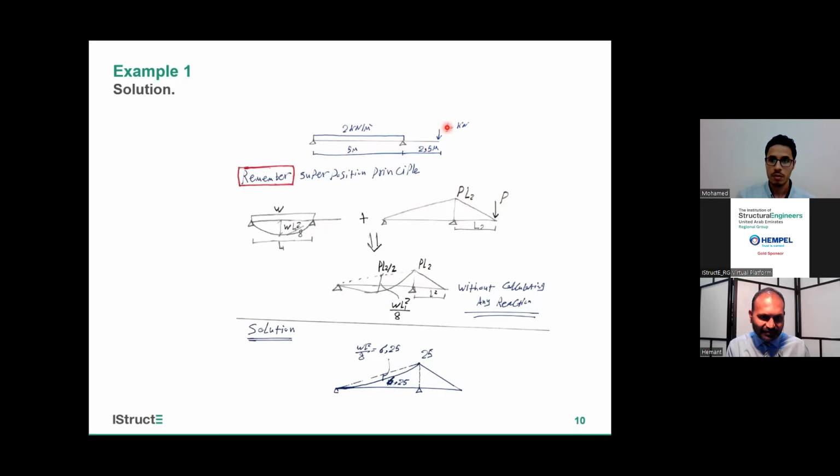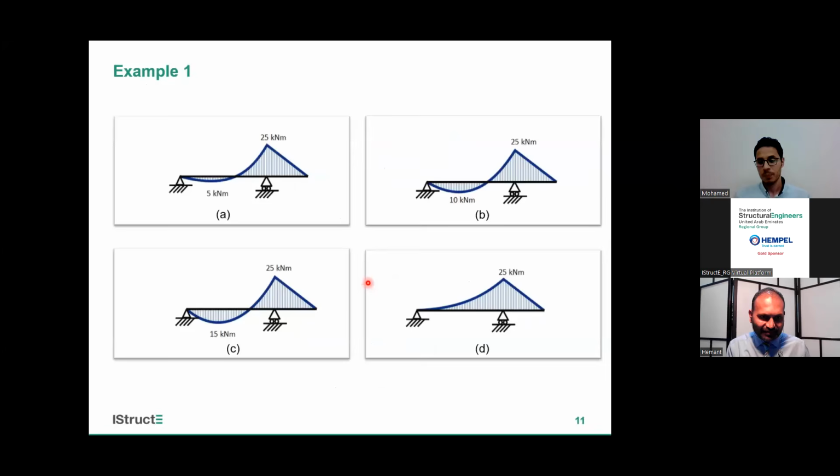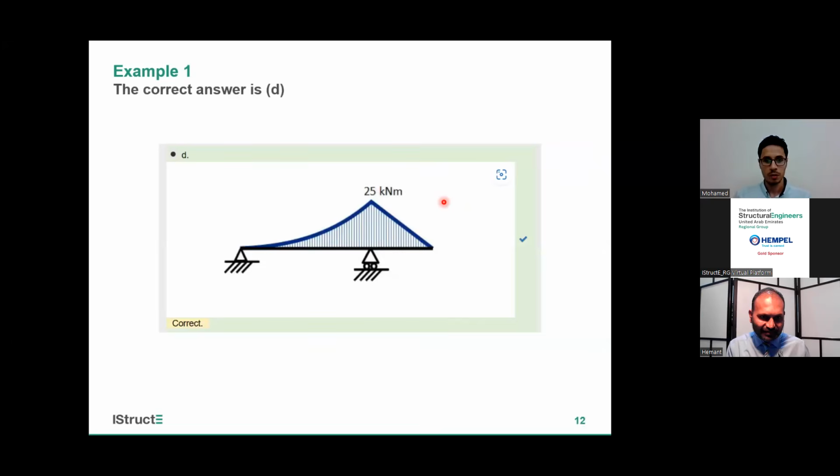Here we have 10 kilonewton and this span is 2.5. So 10 times 2.5 gives me 25. And here I have this point and this point. So I'll calculate WL squared over 8, which gives me 6.25. This is my shape. If I go to the choices, this will be my choice. As we notice, all have the same bending moment diagram at this point, but the difference is only here. So this is the first one.